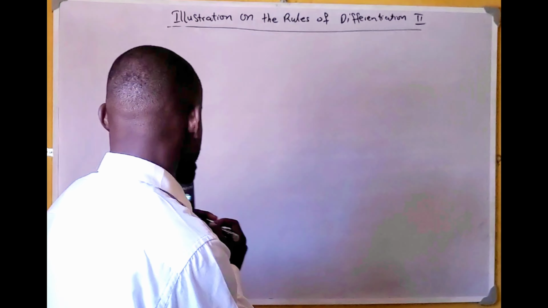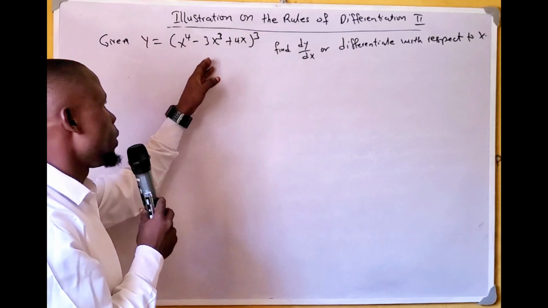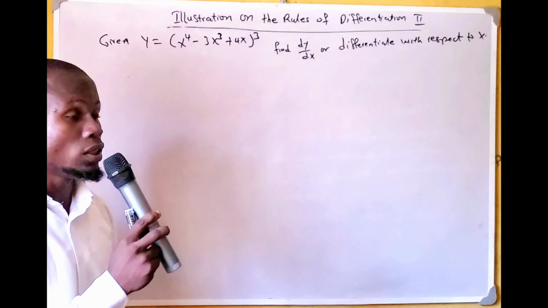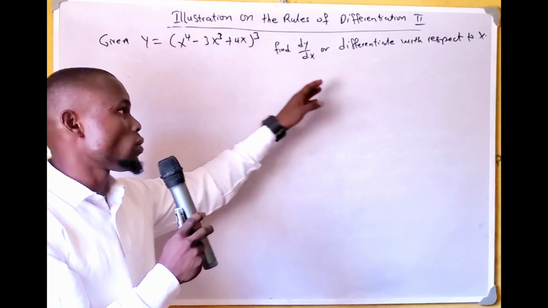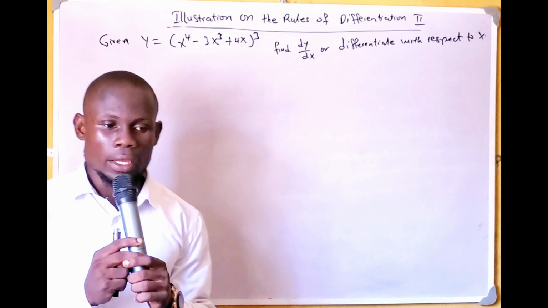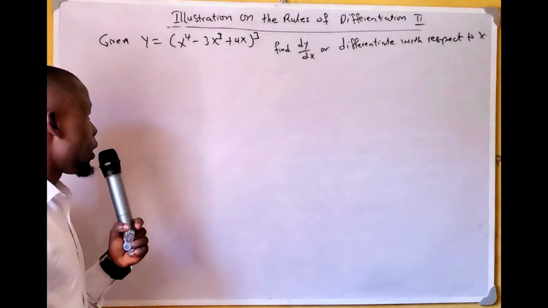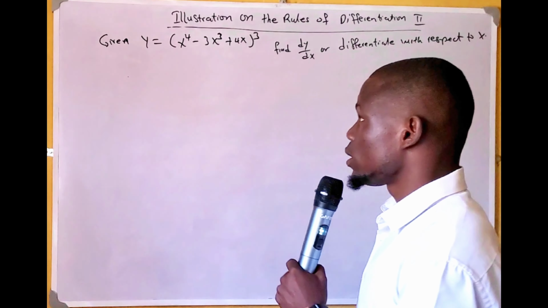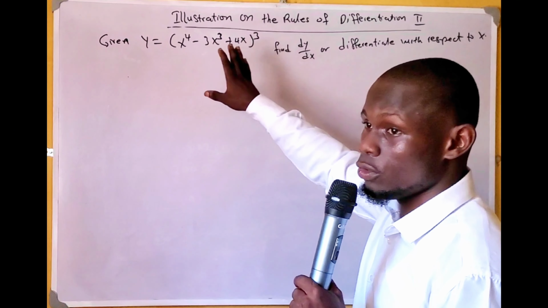Today, the first question I'll be solving to illustrate rules of differentiation will be, let's say we are given y equals x raised to power 4 minus 3x squared plus 4x, everything raised to power 3, and we have to find dy/dx, that is the derivative of the function of y, or we have to differentiate with respect to x. And if you look at this function clearly, it's a function of a function. So we are applying the function of a function rule to solve it.